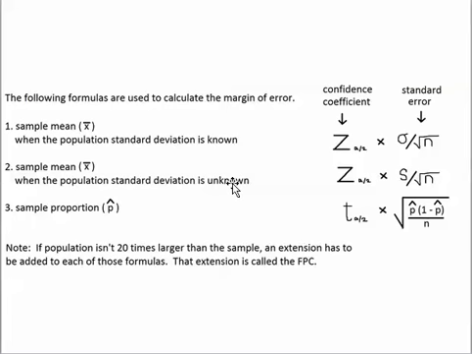In these two situations, the confidence coefficient is labeled with the letter Z, and in this situation, it's labeled with the letter T. That's because you actually use different tables in these situations. If it says Z, you go to a table called the Z table to get the coefficient. If it says T, you go to a different table, called a T table, to get the coefficient. So when you see these different letters, just think that if it's Z, you go to one table, but if it's T, you go to a different table.